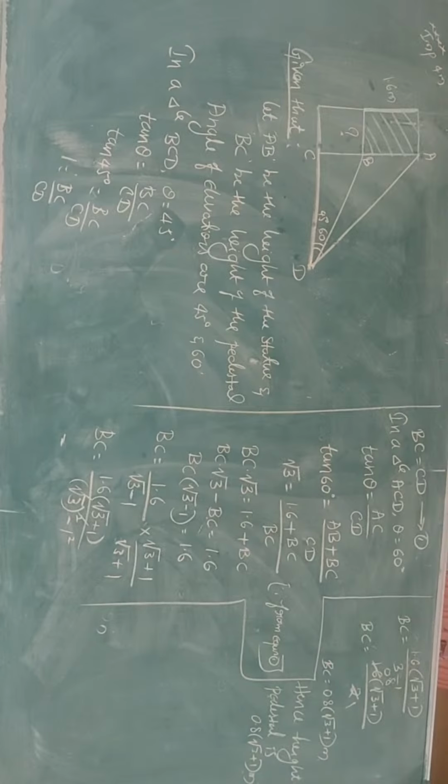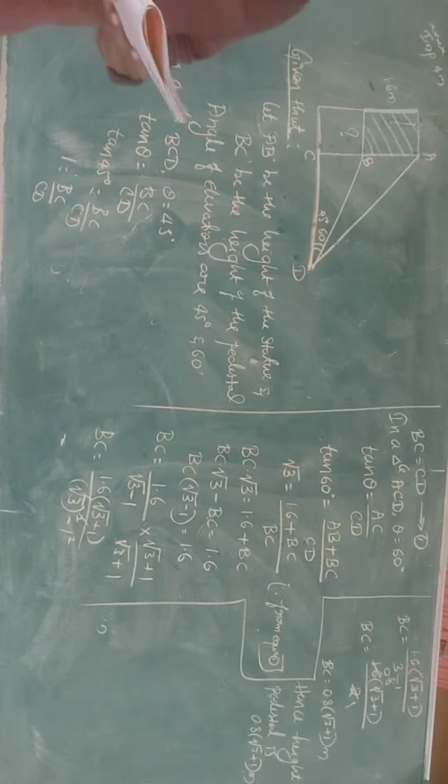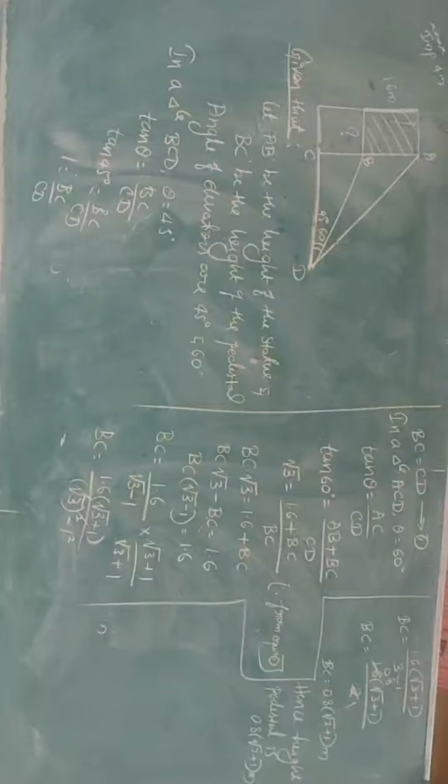Yes, sir. Can I take the next example? Yes. Question number 9. The angle of elevation of the top of a building from the foot of the tower is 30 degree, and the angle of elevation of the top of the tower from the foot of the building is 60 degree. If the tower is 50 meter high, find the height of the building.